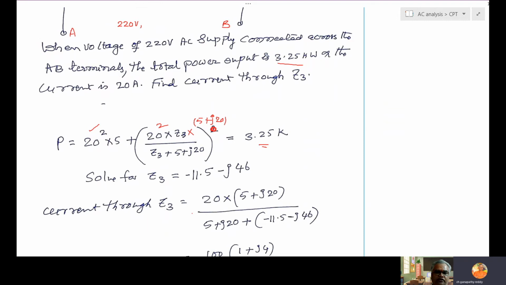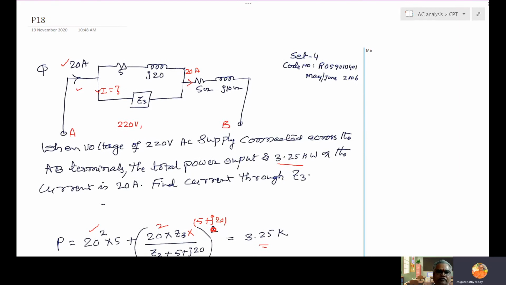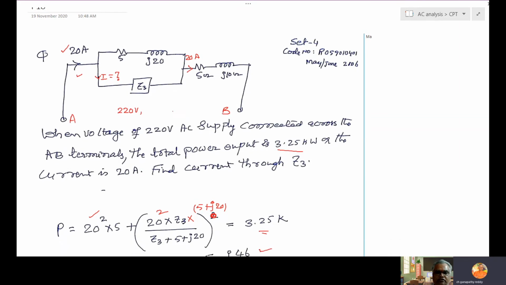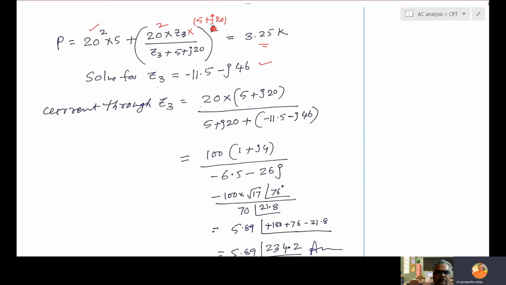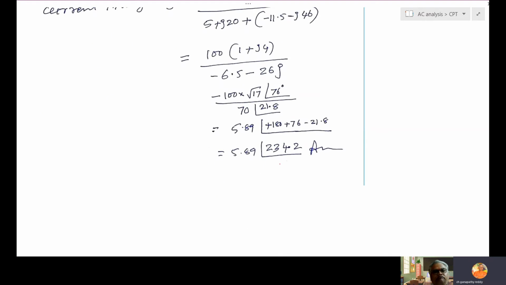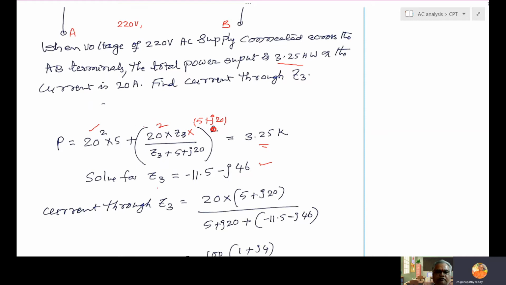Now solve for Z3. Then the current through Z3 is nothing but, what is the incoming current? 20 amps. He is asking for the current through Z3. Now use current division. So 20 into the opposite branch, 5 plus J20, by 5 plus J20 plus Z3, which we already got. Simplify, you will get the answer. So this step is important.